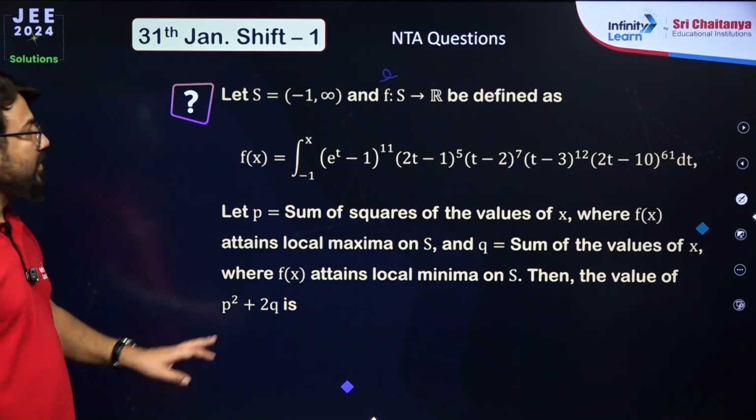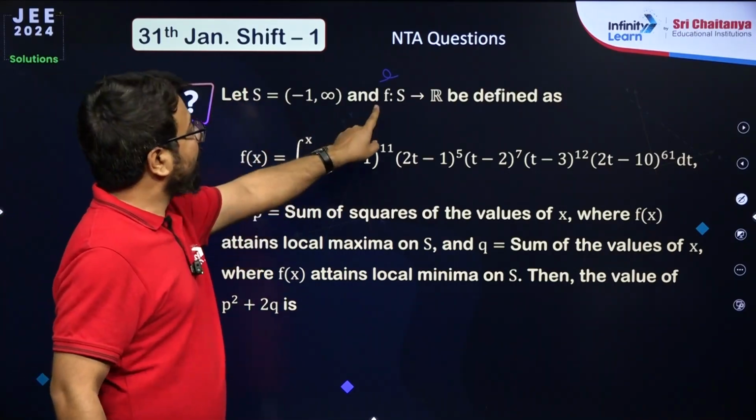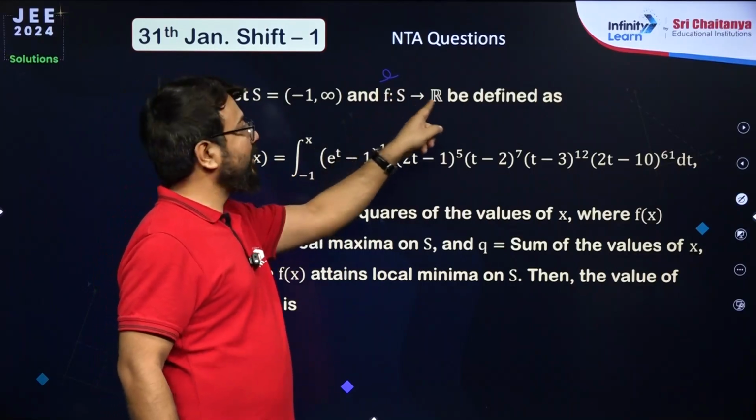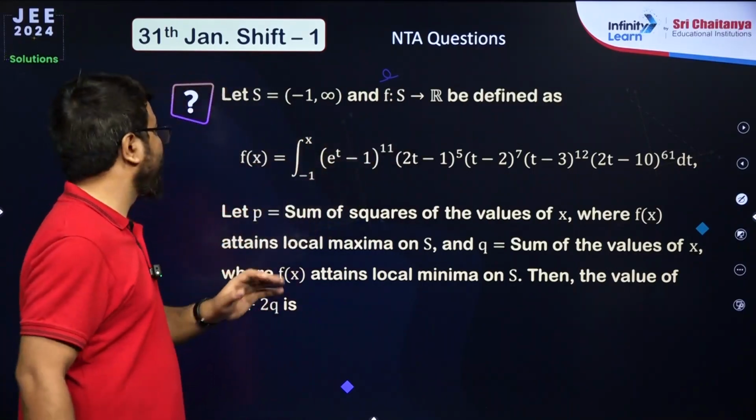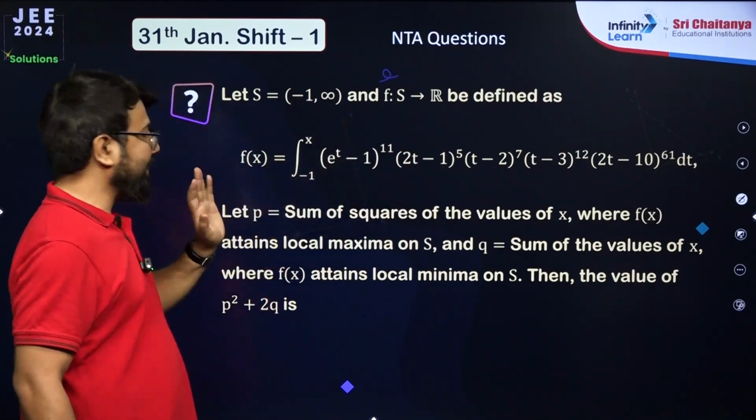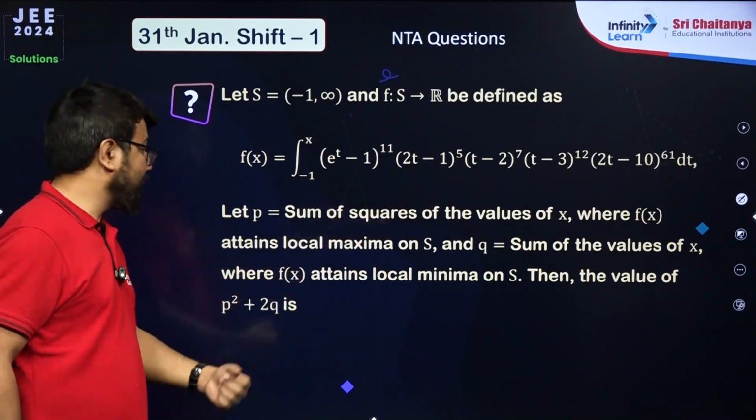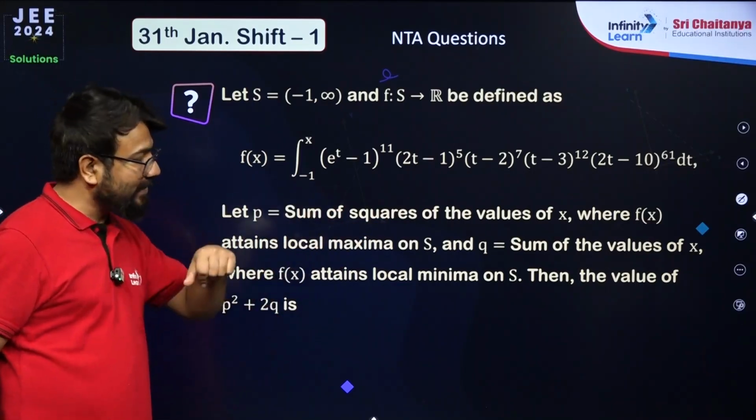Moving ahead to the next question, this is a set S, minus 1 to infinity. Function f is defined from -1 to infinity to R, the set of real numbers. Function f(x) is being written in this way. This is an integration. P is the sum of squares of values of x where f(x) attains local maxima.